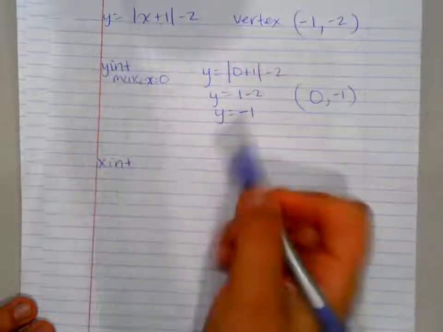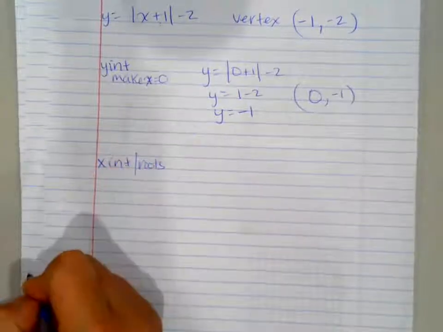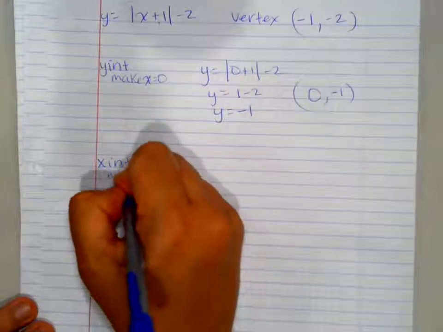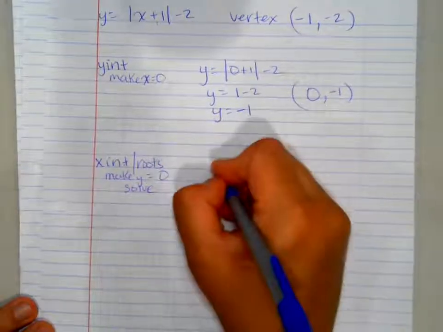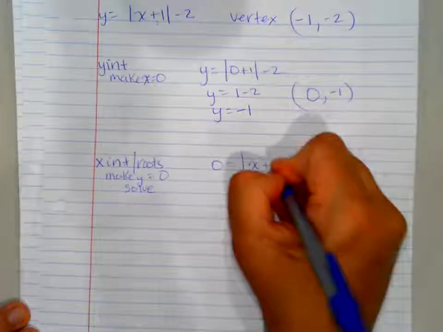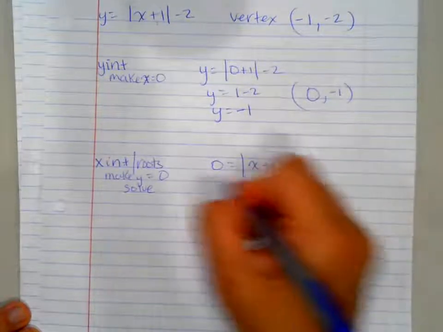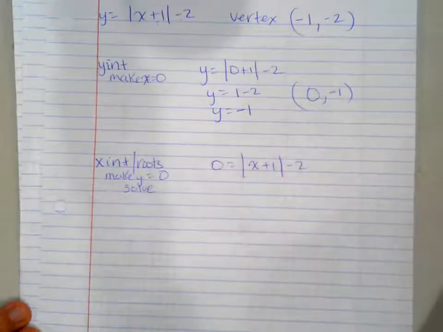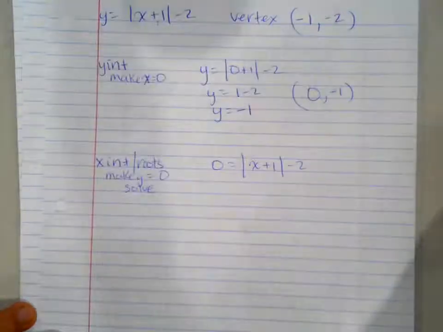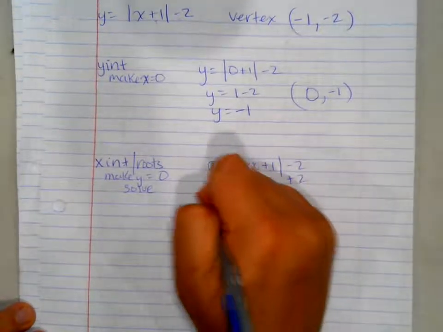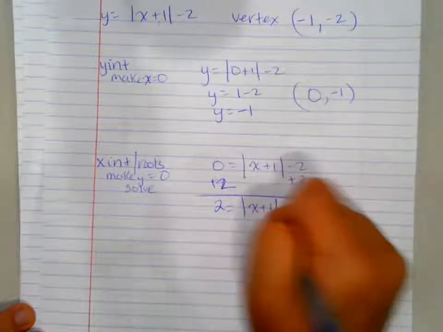All right, so we're here. X-intercepts. How do you find x-intercepts or roots? You are going to make y equal 0 and then solve. So 0 is equal to the absolute value of x plus 1, minus 2. Solve your equation like you already know how to solve an absolute value equation. We did these right here. We're at this part right here, just basic solving. Okay? Add 2 to both sides. 2 is equal to the absolute value of x plus 1.